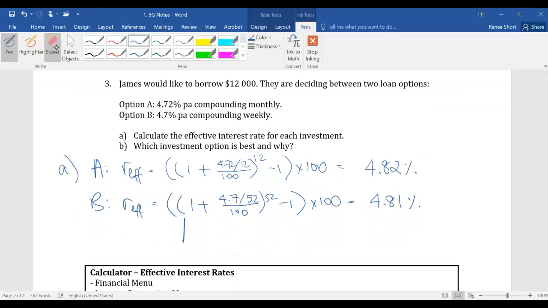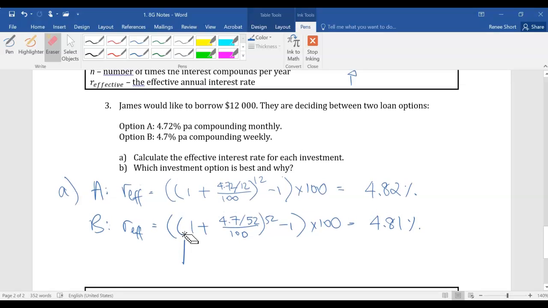Now, part B asks me which is the best option for me to pick and why.